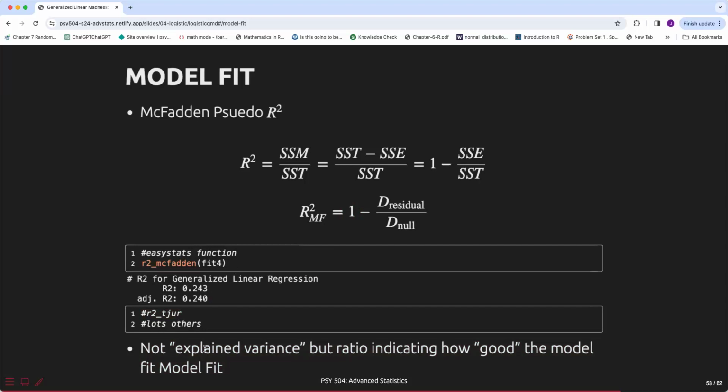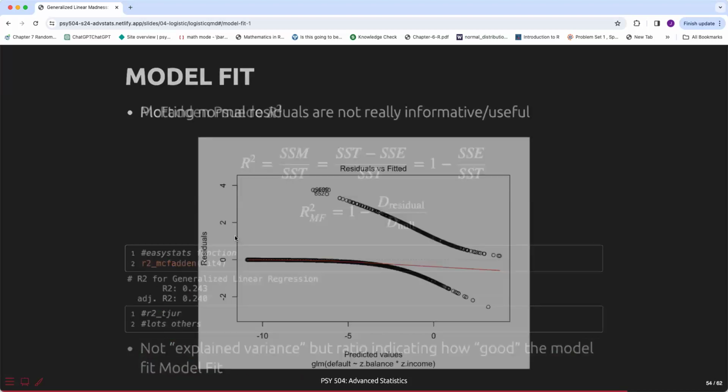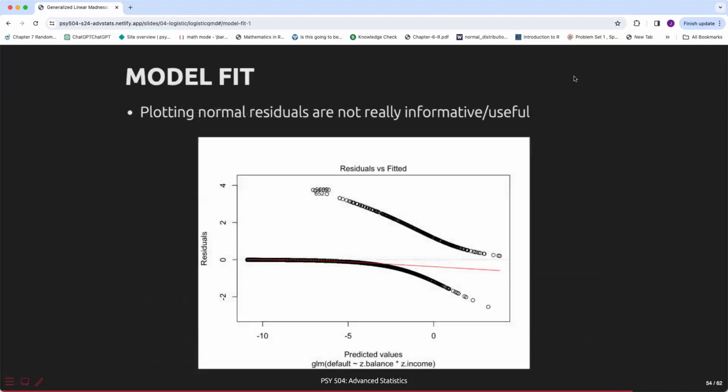One thing that I wanted to highlight here is that when we're talking about pseudo R squared, we're not talking about explained variance, but we're just looking at R squared as a model fit measure, or how good our model is, with higher values of R squared meaning better fit. Here, an R squared of 0.24 is fairly high. So we can say that the fit is pretty good.